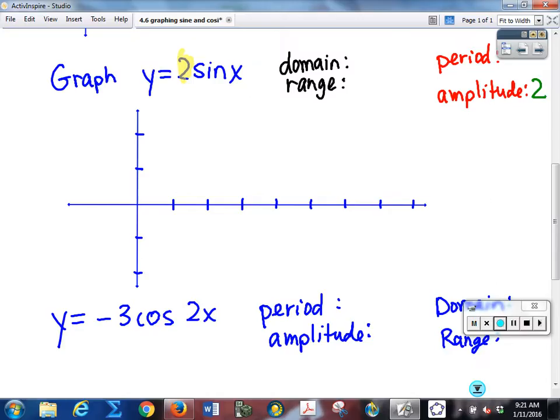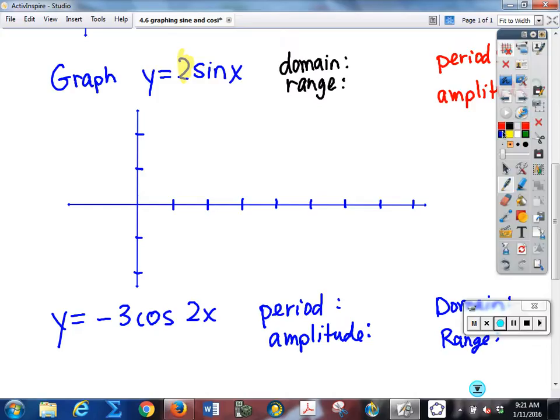And it's the distance from the middle to the top, or the distance from the middle to the bottom. So it's always positive, even if I put a -2 up there. So let's actually make this one be a -2. So even though it's a -2, the amplitude is still 2. Okay?